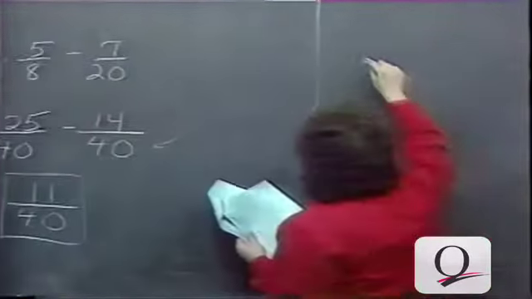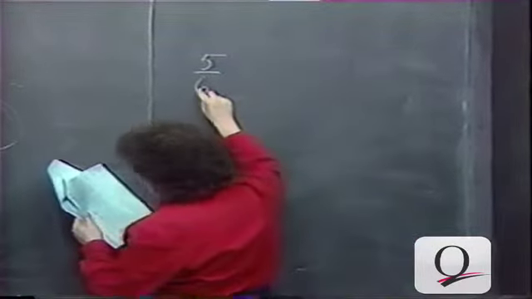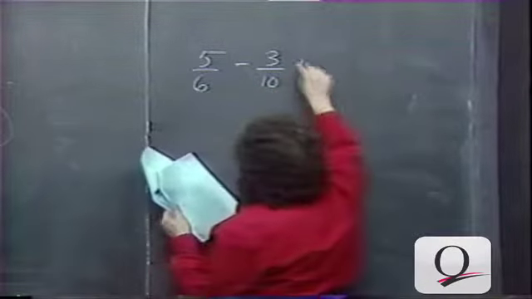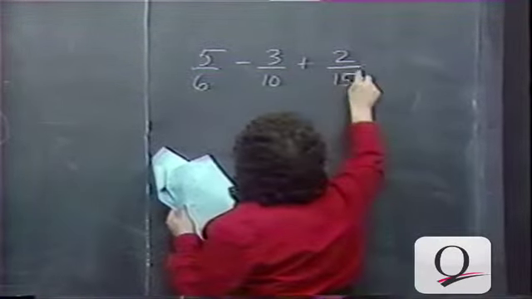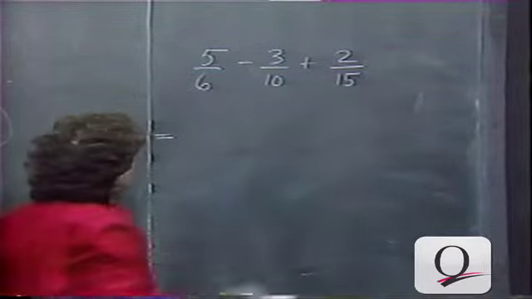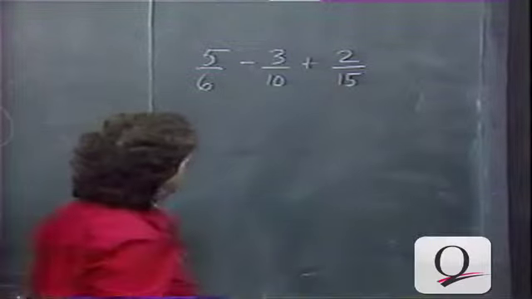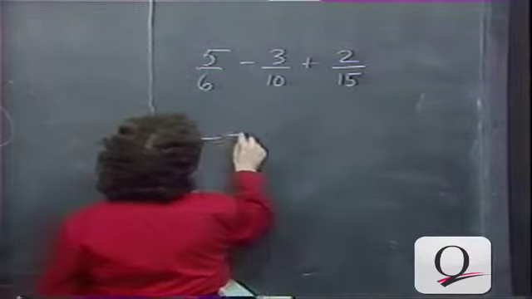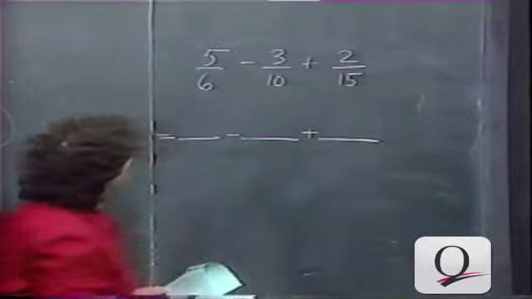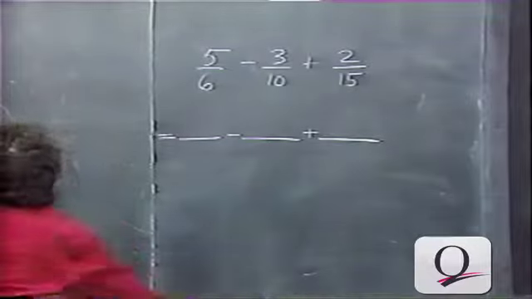For my next example, let's try one where we add and subtract in the same problem. 5/6 minus 3/10 plus 2/15. What we need to do is determine the least common denominator here, and build fractions equivalent to each of these having the same denominator.